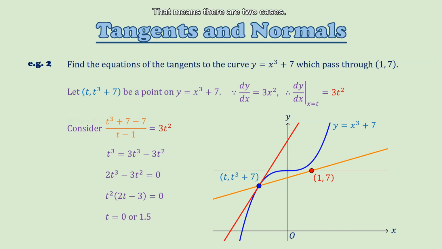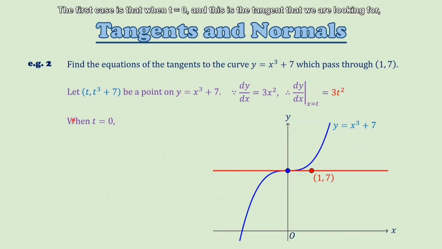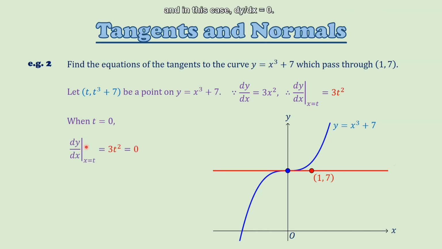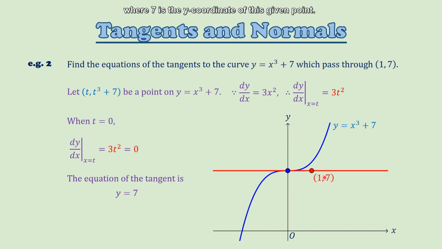That means that there are 2 cases. The first case is that when t is equal to 0, and this is the tangent that we are looking for. And in this case, dy/dx is equal to 0. That means it is a horizontal tangent. And if it is horizontal, the equation is y equals 7, where 7 is the y-coordinate of this given point.